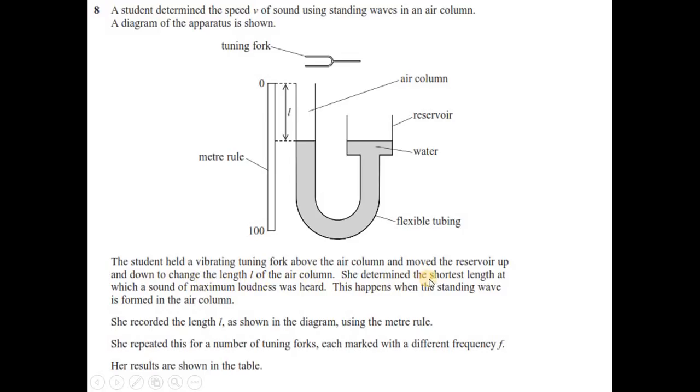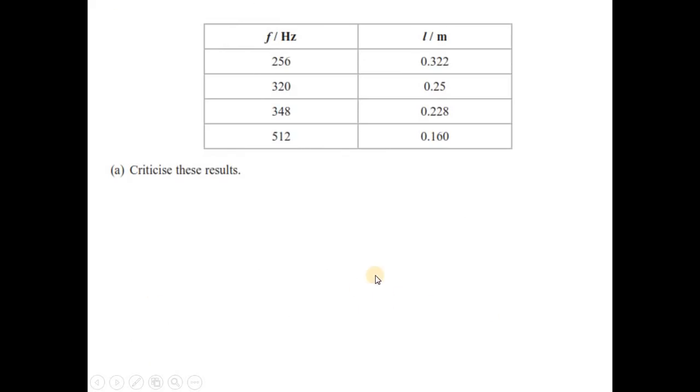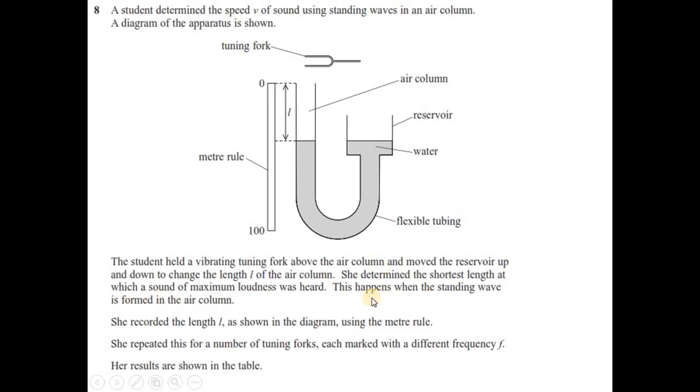She determined the shortest length at which the sound of maximum loudness was heard. This happens when the standing wave is formed in the air column. She recorded the length L as shown in the diagram using the meter rule. She repeated this for a number of tuning forks, each marked with a different frequency f. Her results are shown in the table.